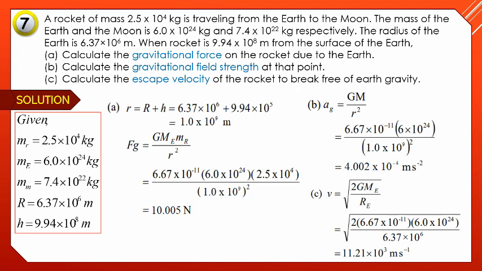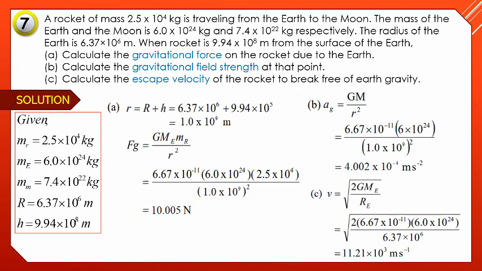For question number 7, a rocket of mass 2.5 times 10 to the power of 4 kg is traveling from Earth to the Moon. The mass of the Earth and the Moon, the radius of the Earth, and the distance of the rocket from the surface of the Earth are as given. We need to calculate the gravitational force, gravitational field strength, and escape velocity of the rocket. First, to calculate the gravitational force, we need the distance of the rocket from the center of the Earth, which is equal to 1 times 10 to the power of 9 meters. When we substitute into the gravitational force equation, we get the gravitational force equal to 10.005 Newtons.